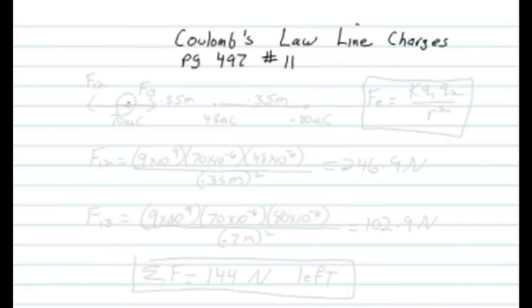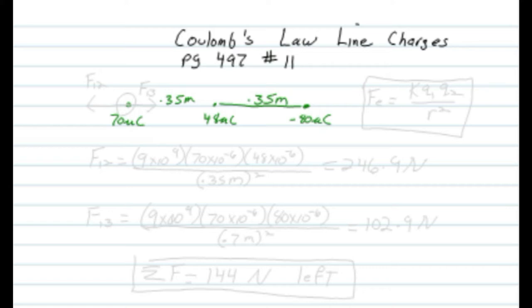Okay, so this next example is another Coulomb's law problem, but it's with three charges in a straight line. Basically, you have a 70 microcoulomb charge that's positive, a 48 microcoulomb charge that's positive, and a negative 80 microcoulomb charge. It says that these are 0.35 meters apart, and so are these. They want to find the net force on each charge due to the other two.